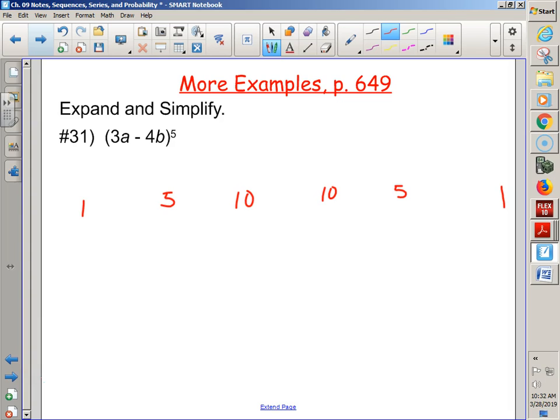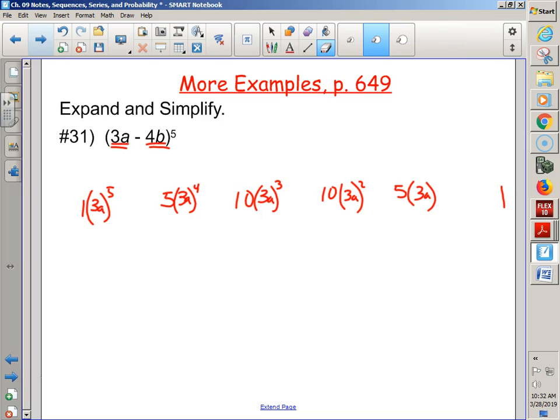Who starts off being raised to the 5th power? The first guy. So who's the first guy? 3a. What's going to happen at 3a every time? It decreases until poof, he's gone. And now poof, he's gone, right? Okay. But as 3a counts down, question, who counts up?